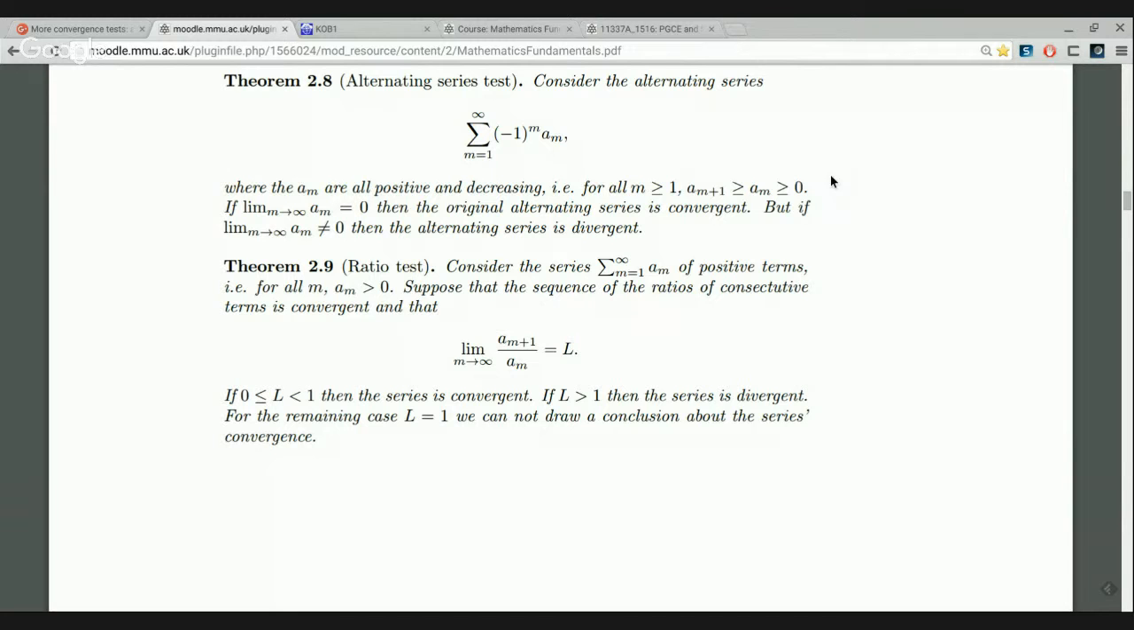Now I'm just going to run through the next couple of tests, and then we'll turn to some examples and look at their application. Do interrupt me anytime if you've got any questions or points you'd like clarified or anything.